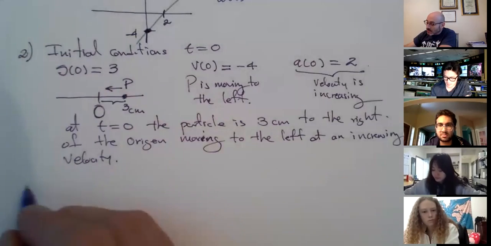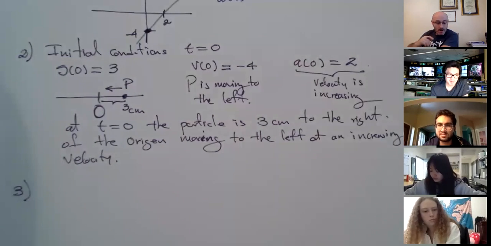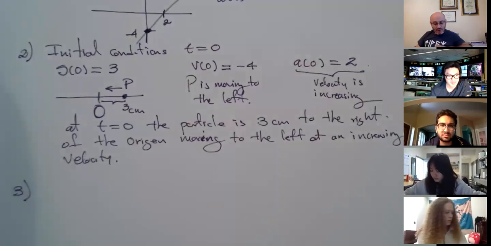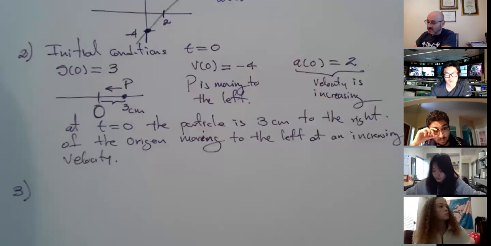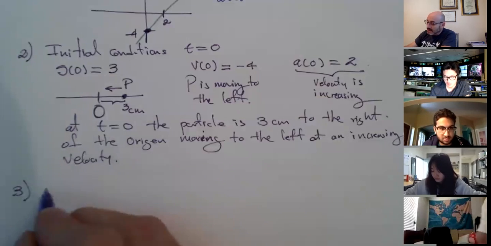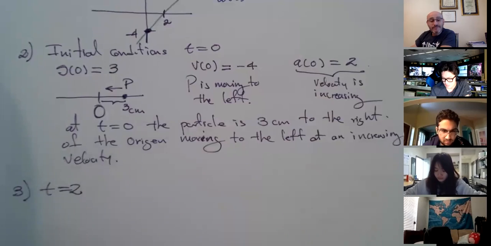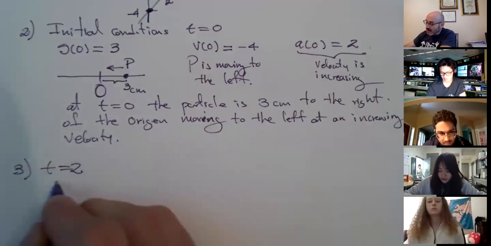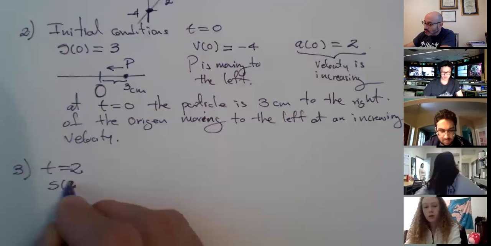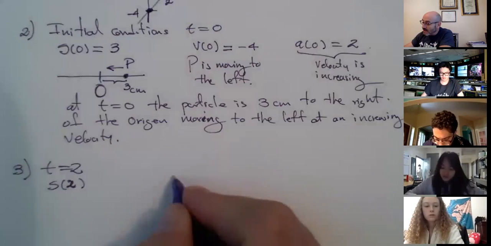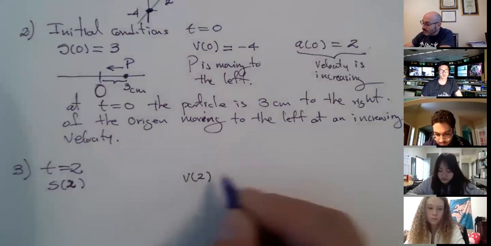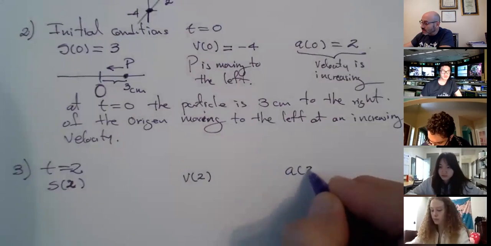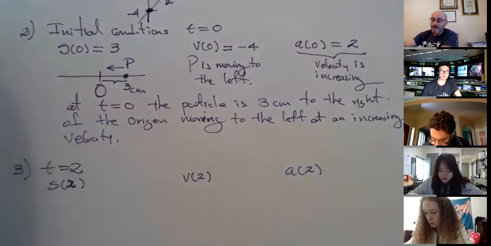All right, let's look at number 3. Number 3 says, describe the motion of the object when the time is 2 seconds. All right, so let's do that. When the time is 2, we're going to do the same analysis. We're going to find s of 2, the velocity at 2, and the acceleration at 2, all right?